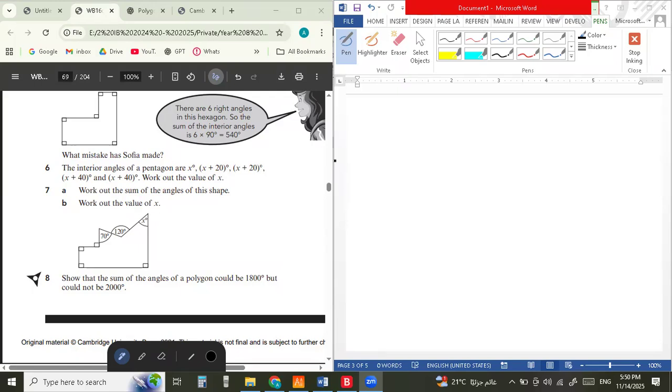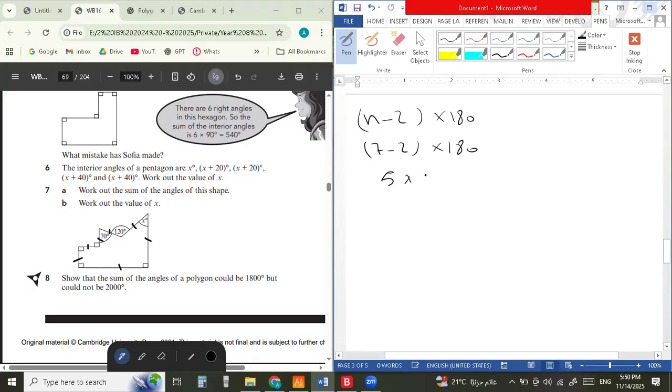Question 7 here says to you, work out the sum of the angles of this shape. Well, we know that the sum of the angles is n minus 2 multiplied by 180. But how many sides is this shape I have here? Let's start. 1, 2, 3, 4, 5, 6, 7. 7 sides. This shape has 7 sides, so it is 7 minus 2 multiplied by 180, which is 5 times 180, which is going to give you exactly 900 degrees.